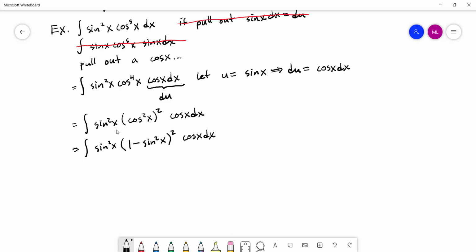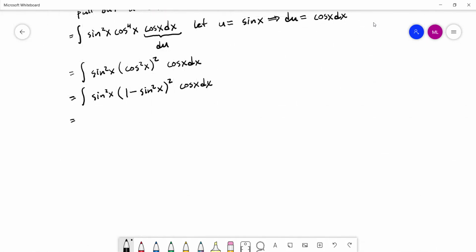So now this whole thing is written in terms of sine of x, which is our substitution for u. So I can write all of this in terms of u, and here's my du sitting right there. So when we do that substitution, I have u squared, I have 1 minus u squared, quantity squared, and then I have du. All we need to do now is basically FOIL this out, distribute this through, and we'll have a big, ugly, but just a polynomial to integrate.